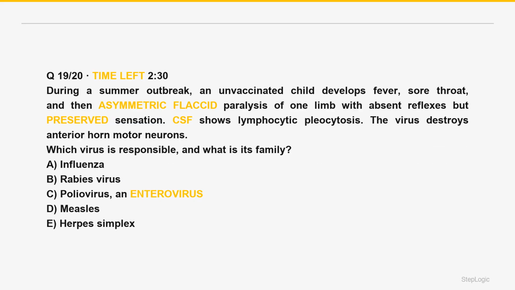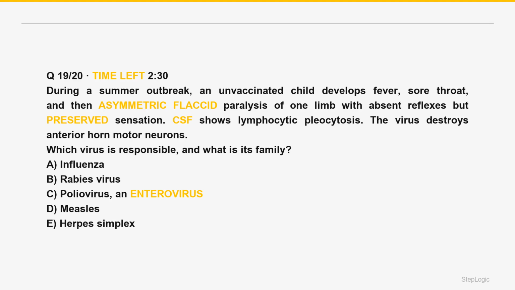Which virus is responsible, and what is its family? During a summer outbreak, an unvaccinated child develops fever, sore throat, and then asymmetric flaccid paralysis of one limb with absent reflexes but preserved sensation. CSF shows lymphocytic pleocytosis. The virus destroys anterior horn motor neurons. Read the question. Which virus and family?